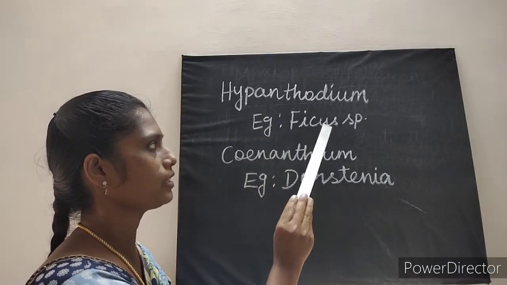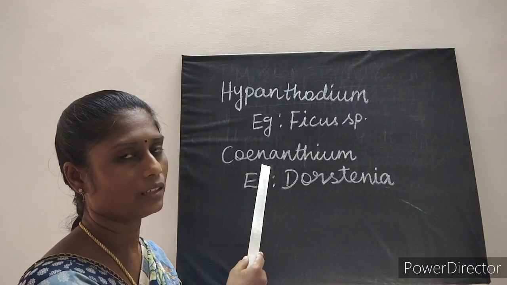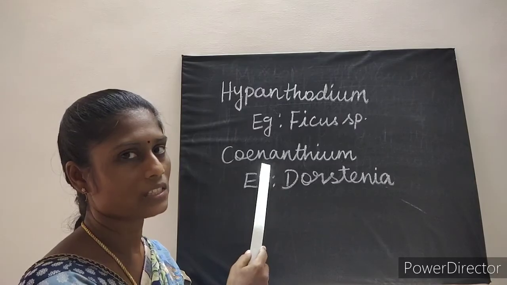Hypanthodium. Example: ficus species. The receptacle is hollow and globose, consisting of unisexual flowers present on the inner wall of the receptacle. The receptacle is closed except for a small opening called the ostiole, which is surrounded by a series of bracts. Male flowers are present near the ostiole, and the female and neutral flowers are present in a mixed manner at the middle below. Example: ficus species.